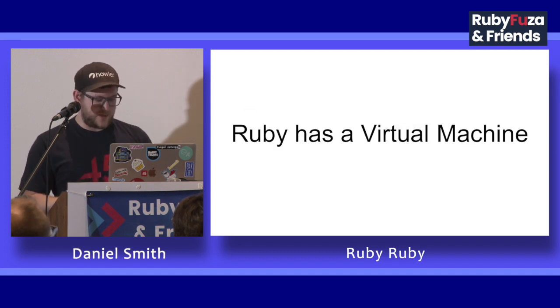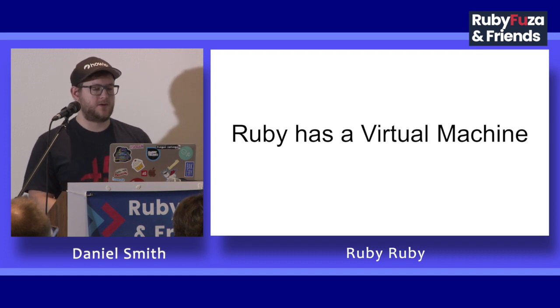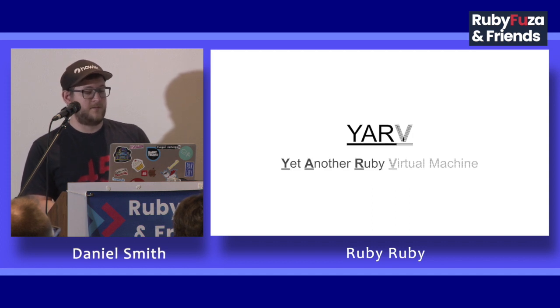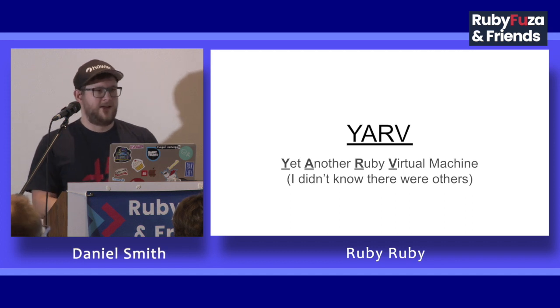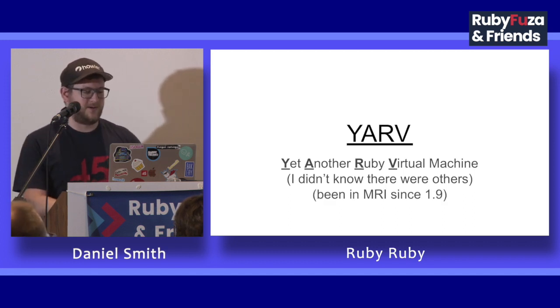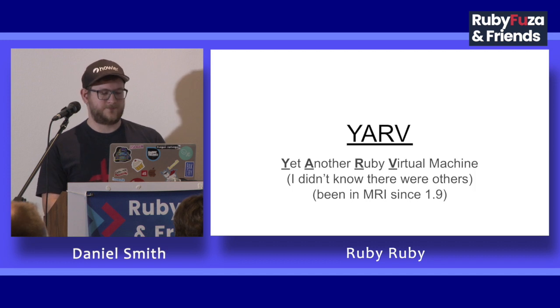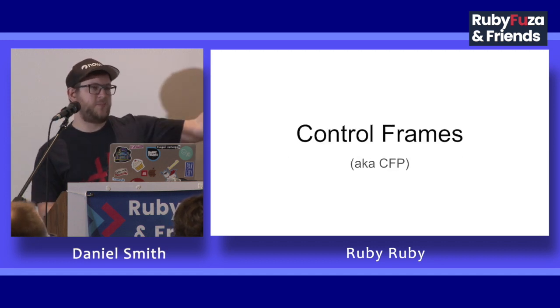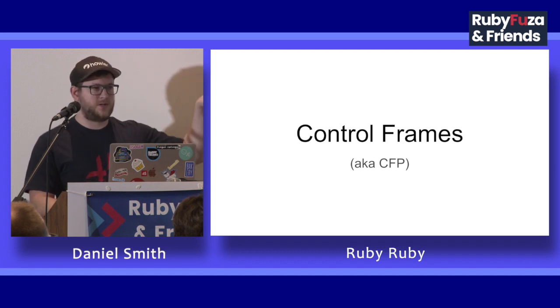So Ruby runs all its code in its own little virtual machine. It's called YARV, which stands for Yet Another Ruby Virtual Machine. I didn't know there were others. Anyway, it's been in MRI since like 1.9. The way it works, it uses these things called control frames, or CFP. The P stands for pointer because it's in C.